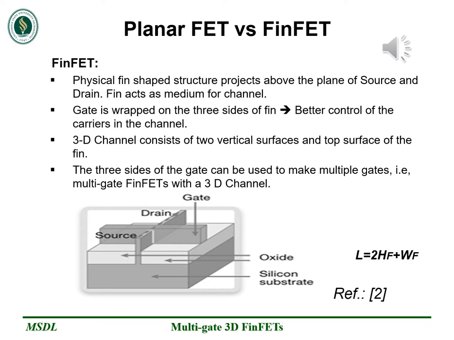Whereas in FinFETs, a physical fin-shaped path is made as a channel that projects vertically above the plane of source and drain, and the gate is wrapped on the three sides of it, giving the gate a better control of the carriers in the channel. So the channel consists of two vertical surfaces and the top surface of the fin. The three sides of the gate can be constructively used to make multiple gates, that is multi-gate FinFETs, with a 3D channel. Since the gate is in these directions, the charge carriers are also attracted or repelled along these three surfaces. So if we have the width of the fin and the height, the length of the channel would be twice the height plus the width.